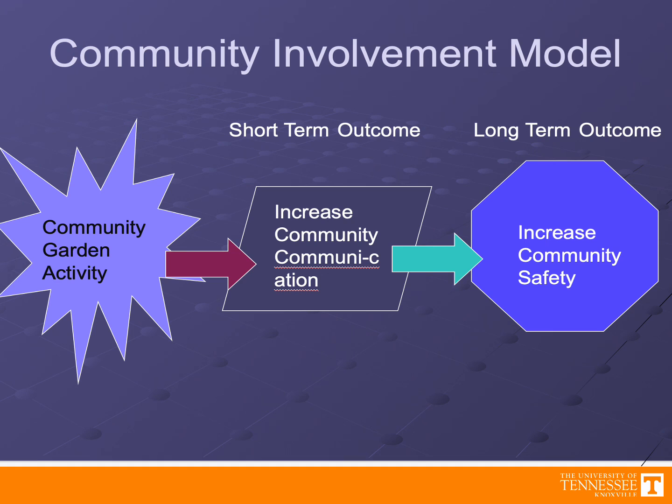All right. So here is an example that we can see from our community involvement model. We have a long-term outcome of increasing community safety. We're going to achieve this by increasing community communication, our short-term outcome. This is a great image to take with you as you plan community involvement activities in your program.